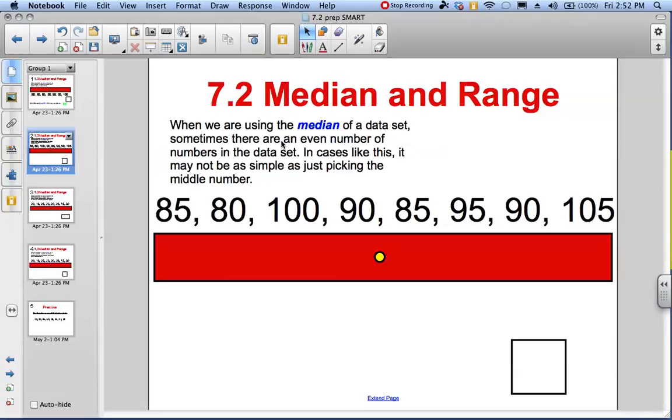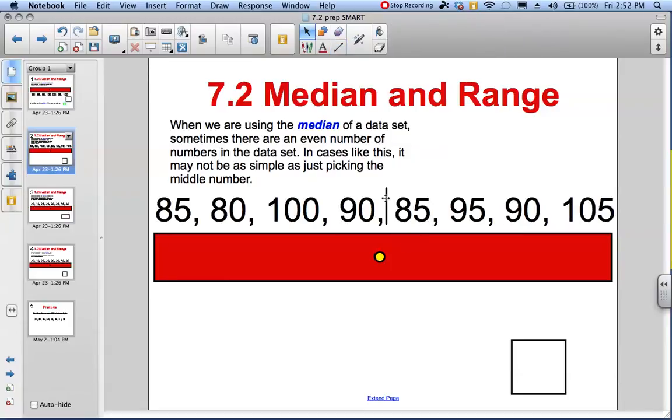Looking at that again, sometimes it's not as simple as just picking the middle number. If there's an even number of numbers in the data set, you can't count 3 in and 3 in and find the middle number, because in this case, if you look, there's an even number: 1, 2, 3, 1, 2, 3. There's 4 numbers on either side. This is where the median would be. This is the median area right in the middle, right in between the two numbers.